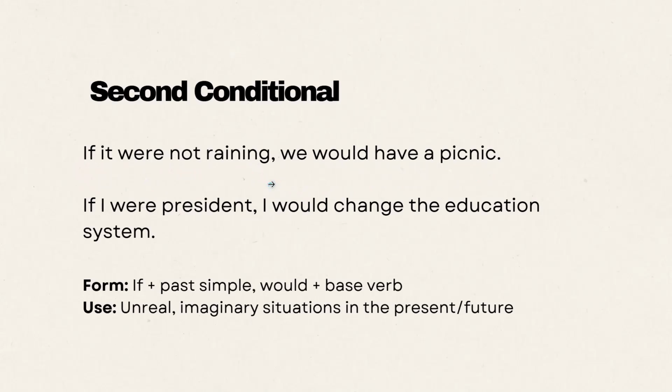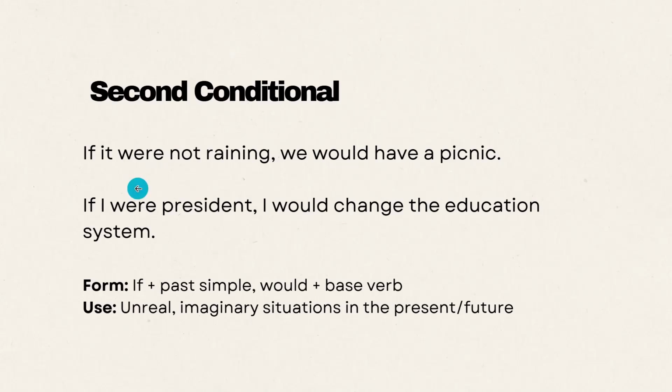Now, here's the important part. Why do we say if it were and not if it was? So, in the second conditional, we are not talking about reality. We are imagining something different.